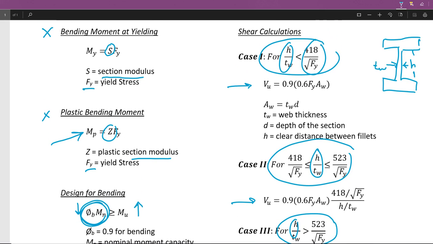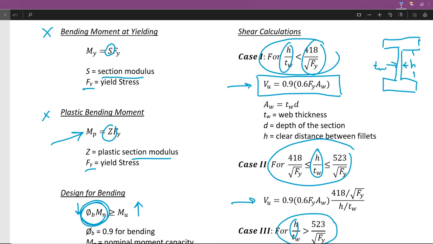One thing I want you to note is that your textbook only introduces this equation right here. They only introduce the case 1. I've thrown the other two in there just in case you ever run across a situation where you need to do additional calculations because it doesn't fit the parameters. But for most of the time, you're going to be a case 1 scenario.